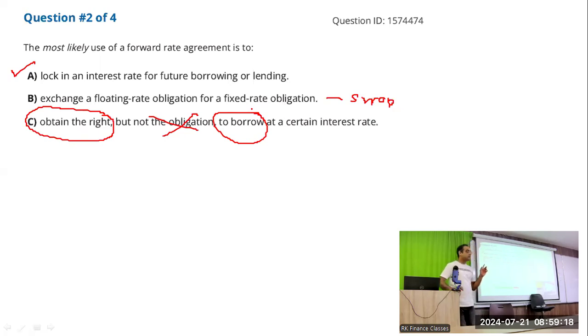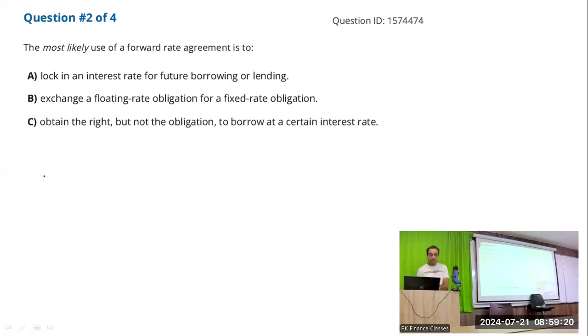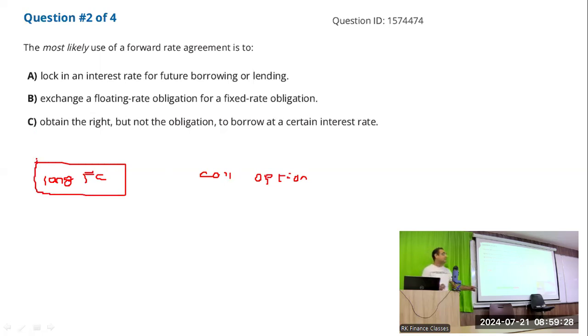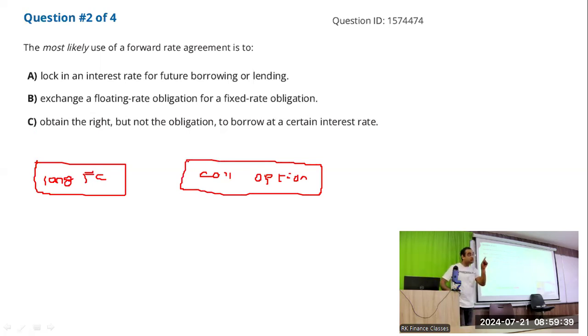Remember? It's basically similar to a long forward contract versus a call option. In the long forward contract, you had a commitment that you had to buy the laptop. In the case of a call option, you have an option to buy the laptop. Same over here. If you long the FRA, you have to borrow. And if you have the interest rate call option, you have an option to borrow. Is it clear?